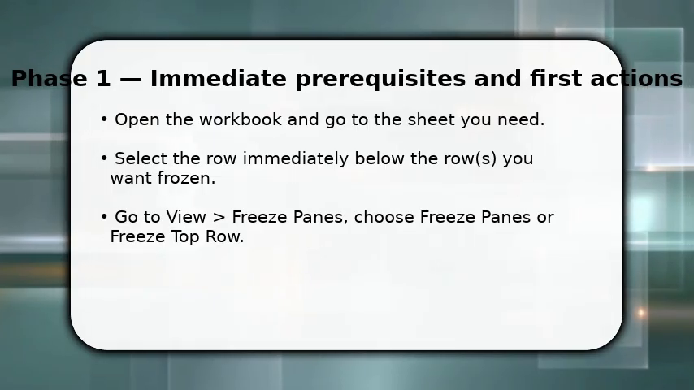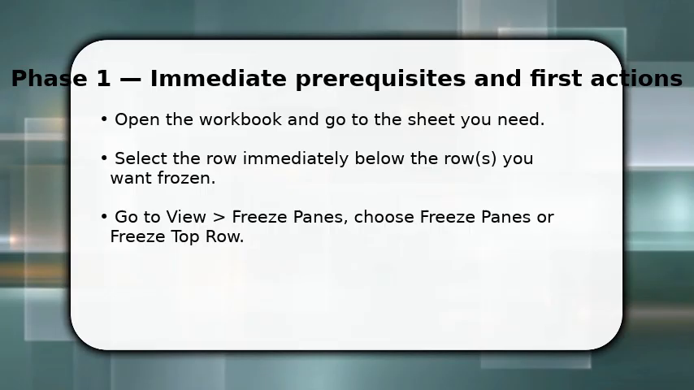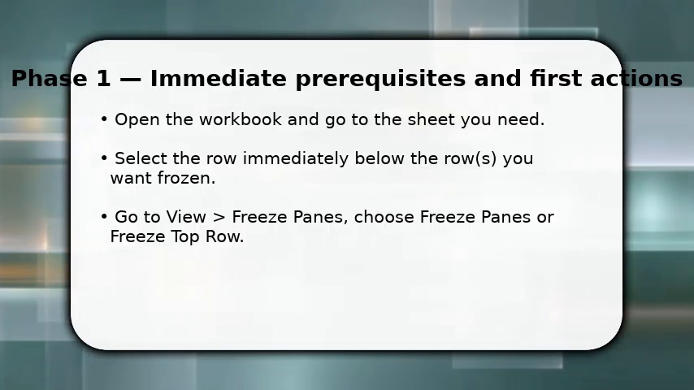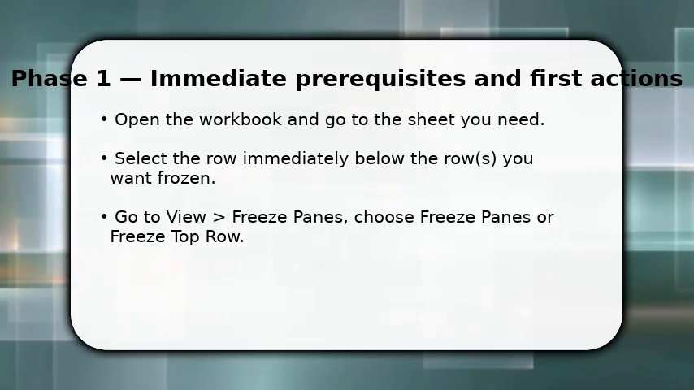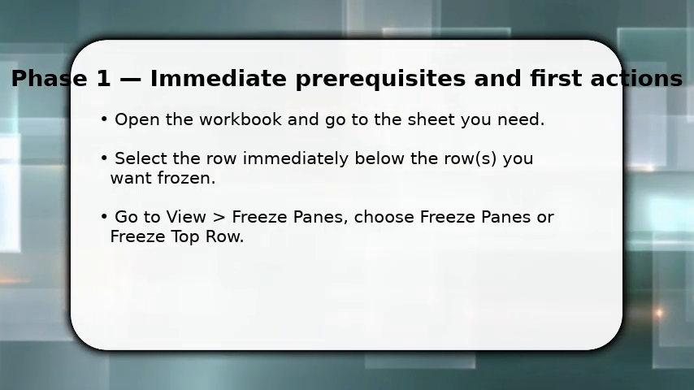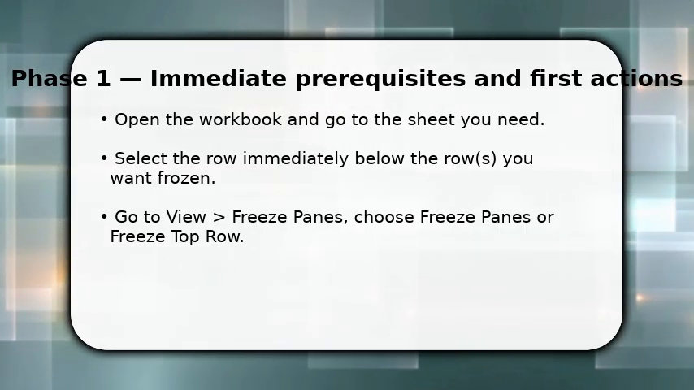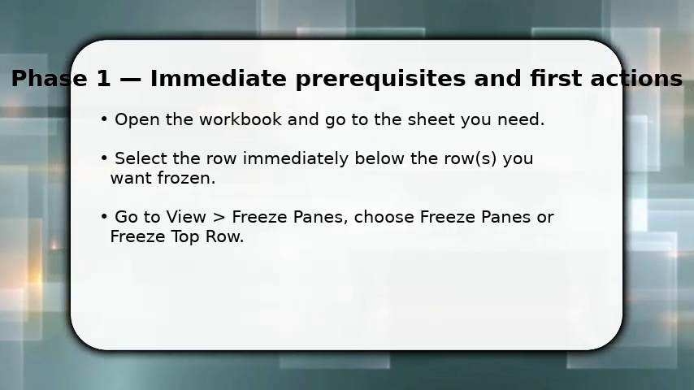You already have the sheet open. Now act. Select the row immediately below the row or rows you want to keep visible. Once selected, switch to the View tab and click Freeze Panes. Choose Freeze Panes to lock everything above your selection, or use Freeze Top Row if only the first row needs locking. You do this because Excel anchors the display above the active row.